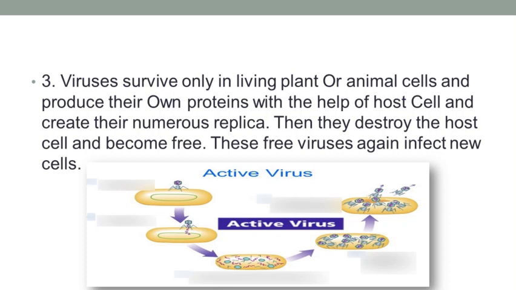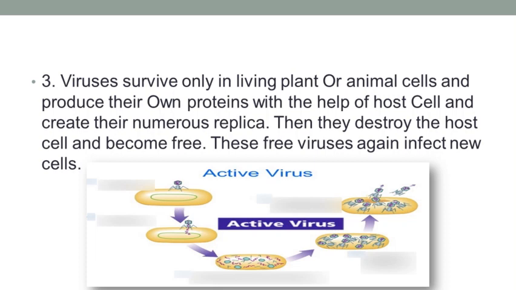Now see, first the virus will attack healthy cells. Okay, these viruses can attack a healthy plant or animal cell. Then they will enter into the cell, and then they will replicate. That means they will duplicate in number, they will double in number, increase in number. Then they totally destroy the host cell. Now what is the host cell? A plant or animal cell, and they become free.